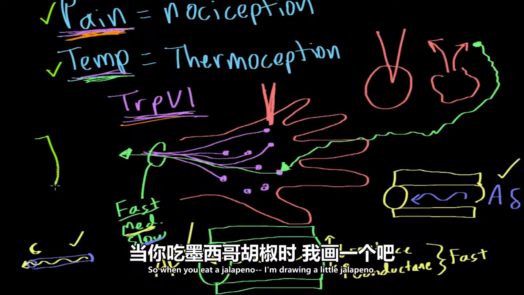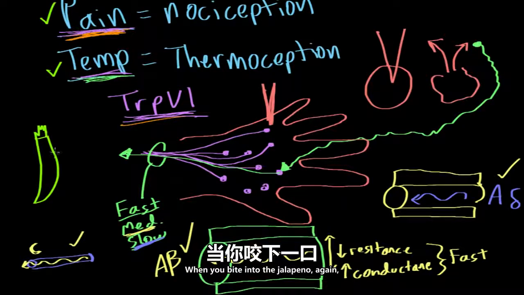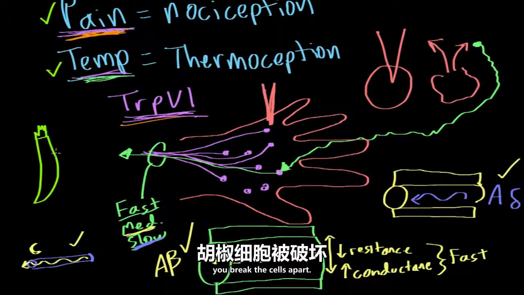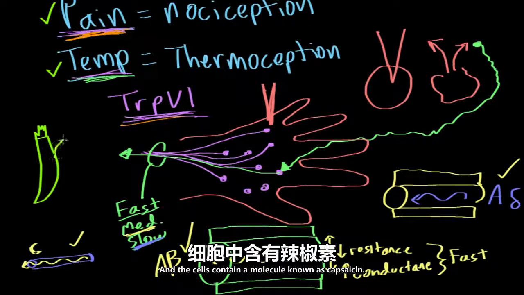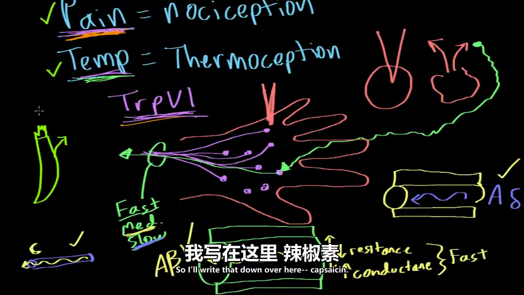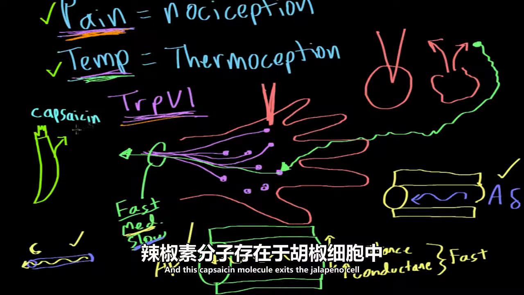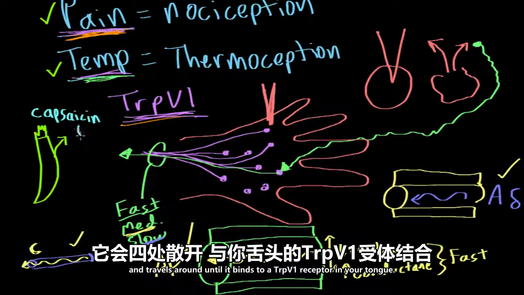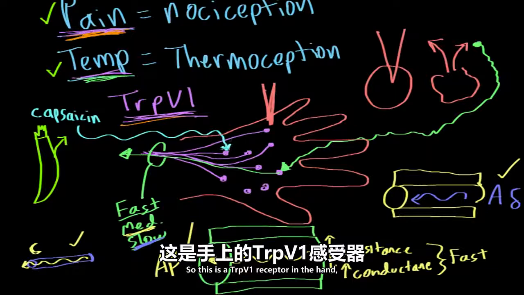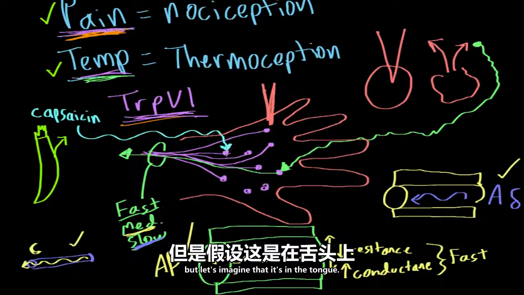So when you eat a jalapeno, drawing a little jalapeno, when you bite into the jalapeno, you break the cells apart. And the cells contain a molecule known as capsaicin. So I'll write that down over here. Capsaicin. And this capsaicin molecule exits the jalapeno cell and travels around until it binds to a TRPV1 receptor in your tongue. So this is a TRPV1 receptor in the hand, but let's imagine that it's in the tongue.